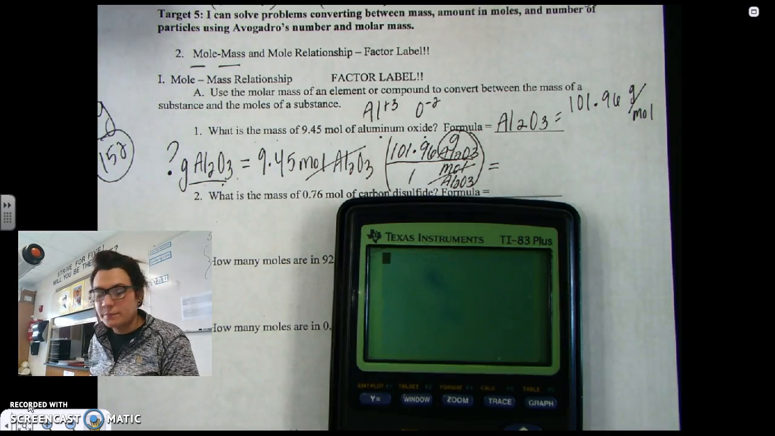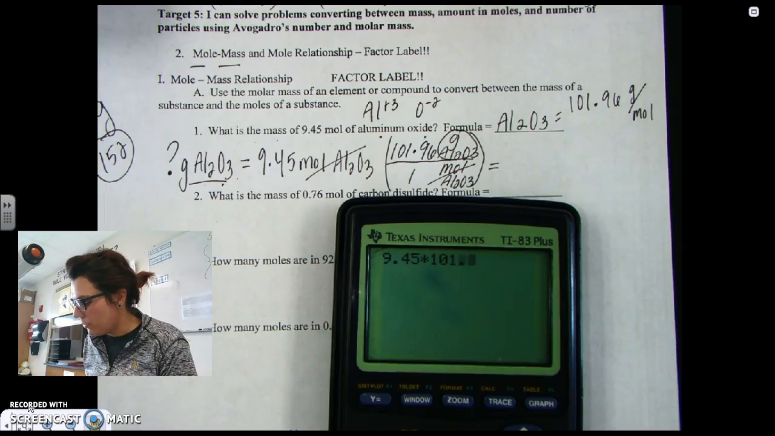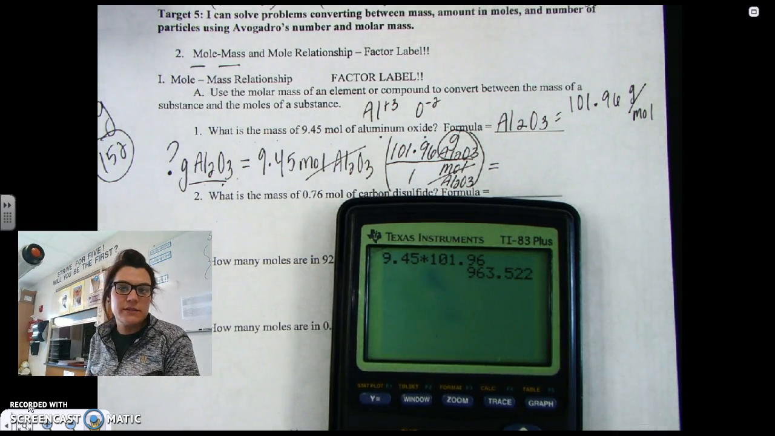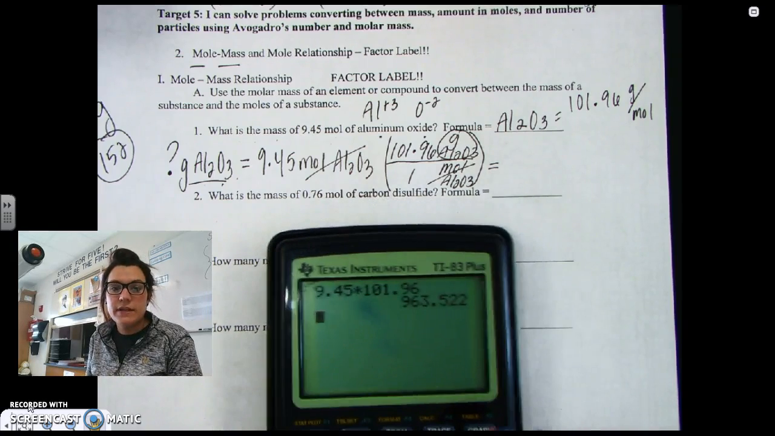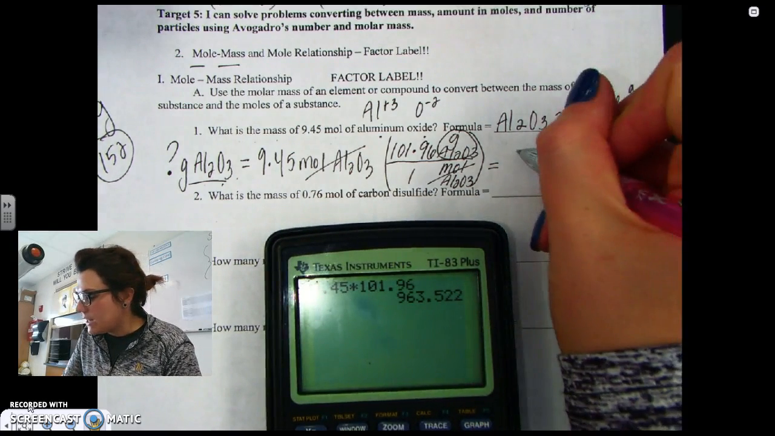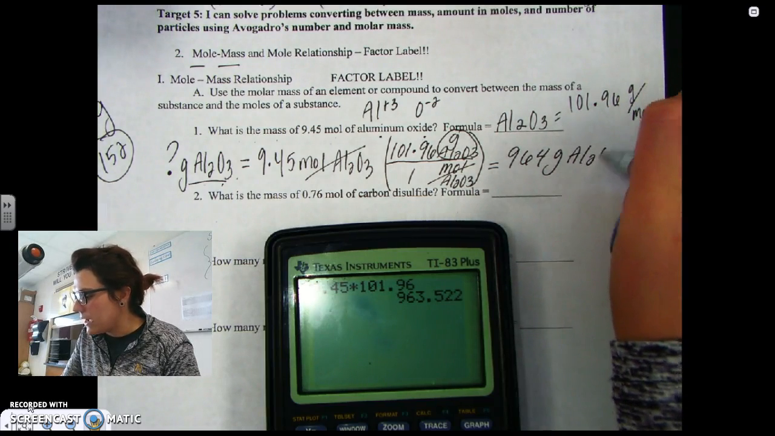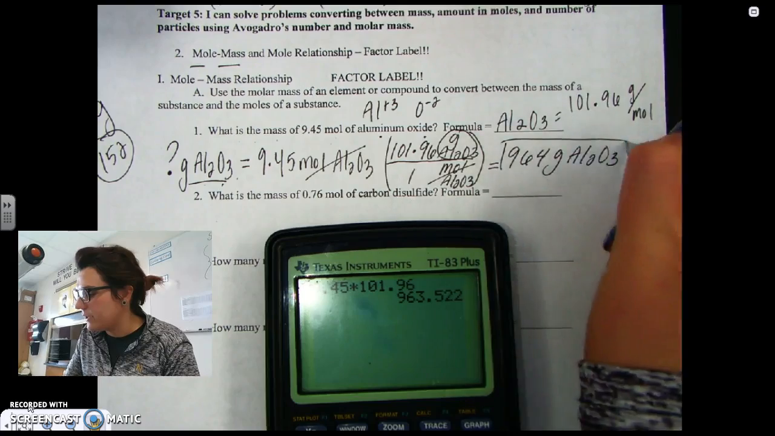So I'm going to say 9.45 times 101.96 divided by 1, which is going to be the same answer. So the amount of grams that I have in this compound is 964 grams of aluminum oxide. Okay, and that's my final answer.